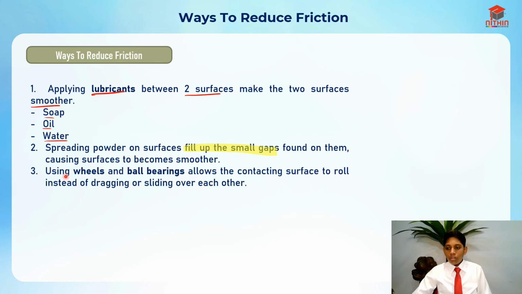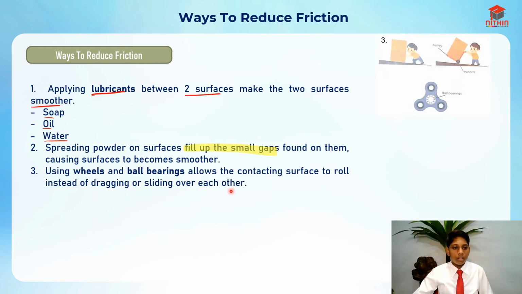Next, using wheels and ball bearings allows the contacting surfaces to roll instead of dragging or sliding over each other, like this. So this is basically a fidget spinner. There are ball bearings inside. If you take out the cap, you can actually see the ball bearings. And this box, he's sliding it up a ramp, right? But instead of doing that, he can just use a trolley with wheels in order to bring it up easily. So ball bearings and wheels actually reduce friction.